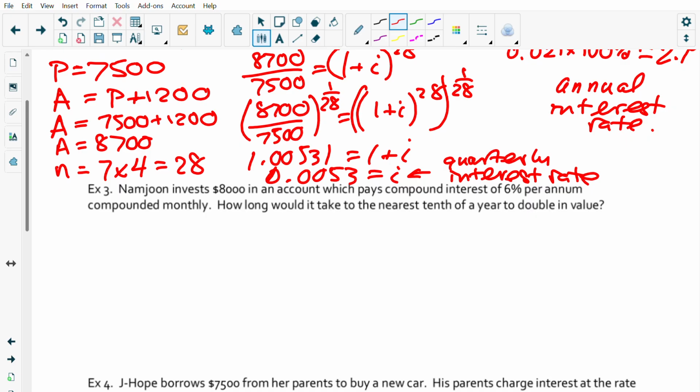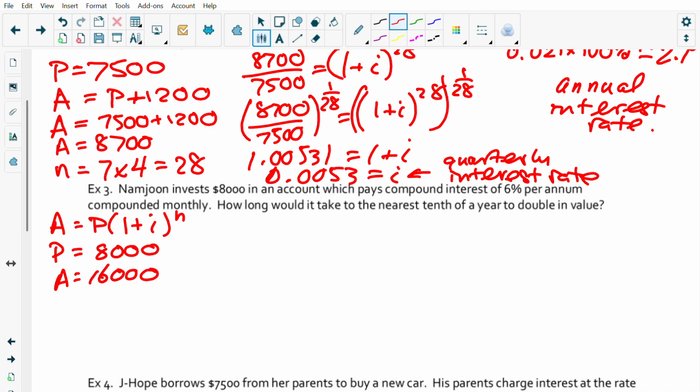Next one, Namjoon invests $8,000 in an account which pays compound interest of 6% per annum compounded monthly. How long would it take, to the nearest tenth of a year, to double in value? Okay, write the equation again. The initial investment is 8,000. If we're doubling it, then my final investment value has to be 16,000. My interest rate is 6% per annum, 0.06. Compounded monthly, right? Remember, the interest rate should match the compounding period. So I'm going to divide this by 12 and I get 0.005 as my monthly interest rate.